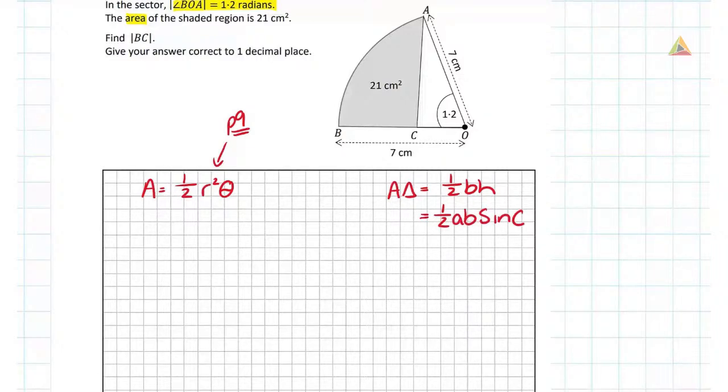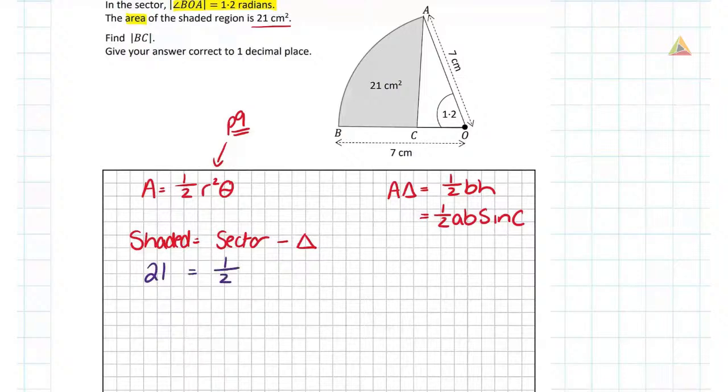So the first thing I'm going to do is, we know that the area of the shaded region is 21 centimeters squared. We also know that the shaded region is basically just going to be your sector minus your triangle. So I'm going to fill in as much as I can here. The shaded area is 21.